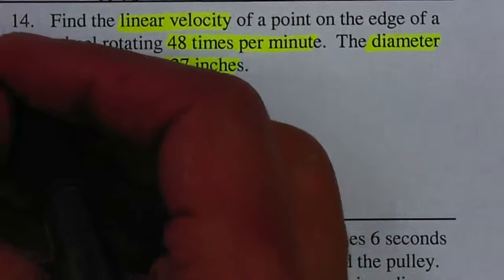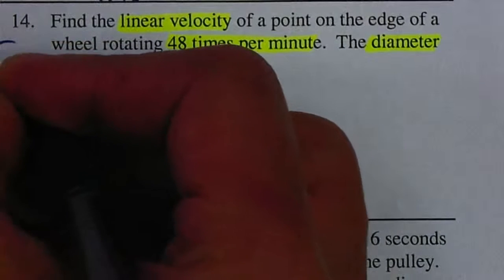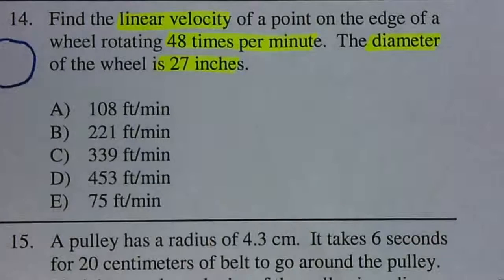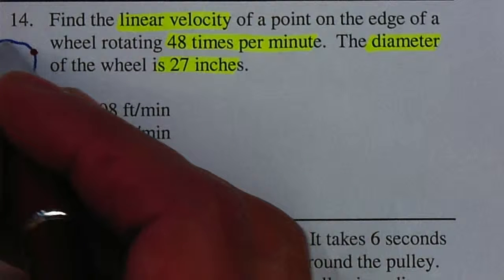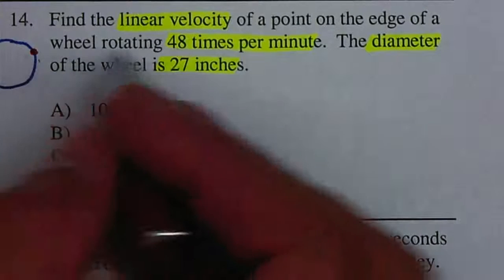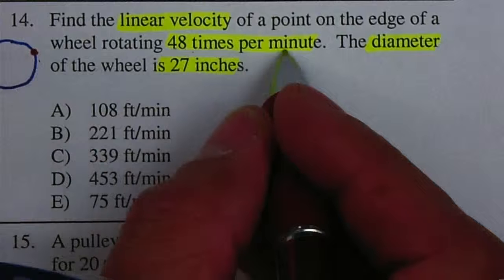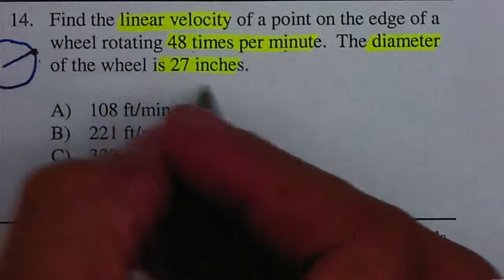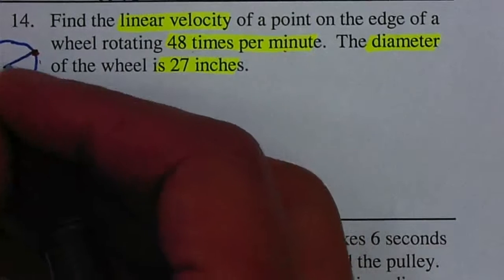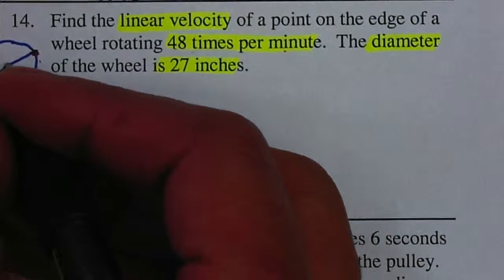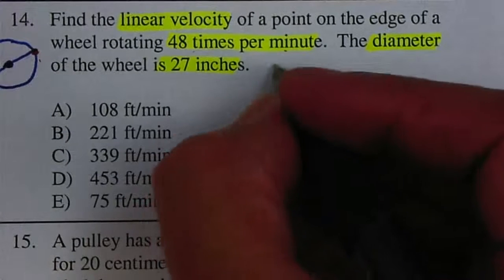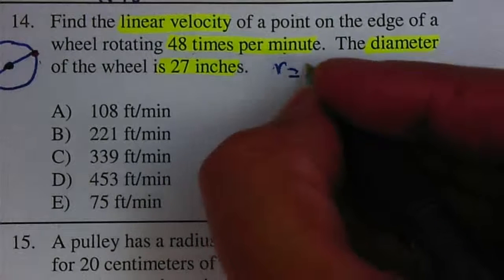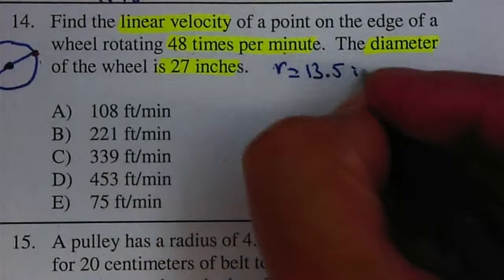You basically have a circle or a wheel, and you have a point on the edge, and you want to be able to find out what is the velocity of this point if the wheel is rotating 48 times per minute. The diameter is 27 inches, so therefore the radius will be half of that, so it will be 13.5 inches.